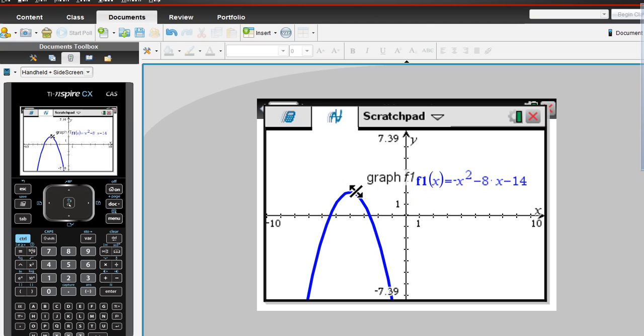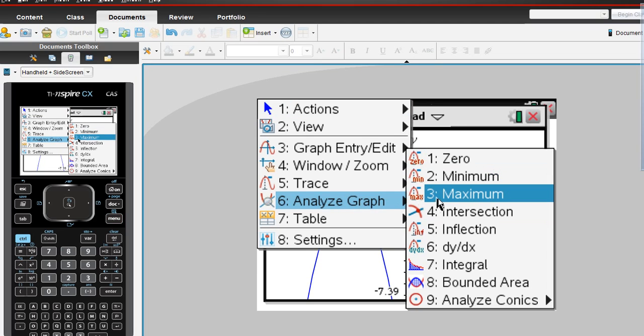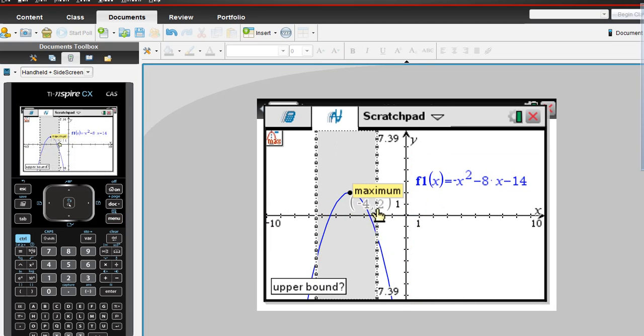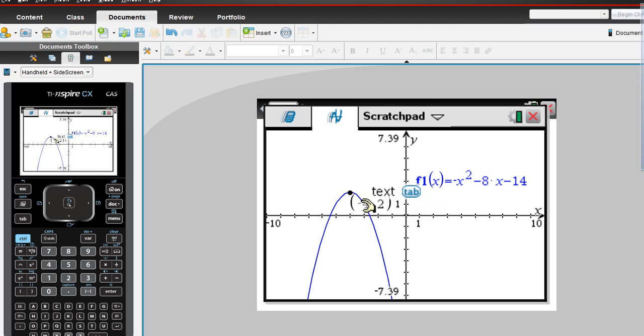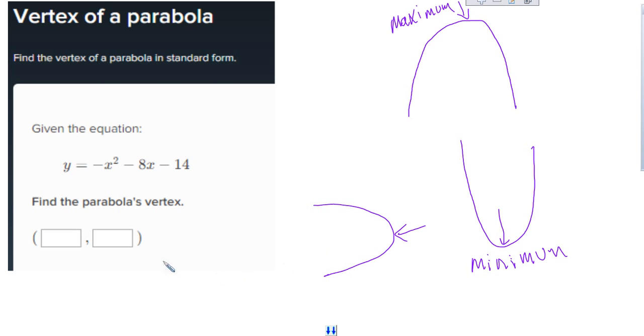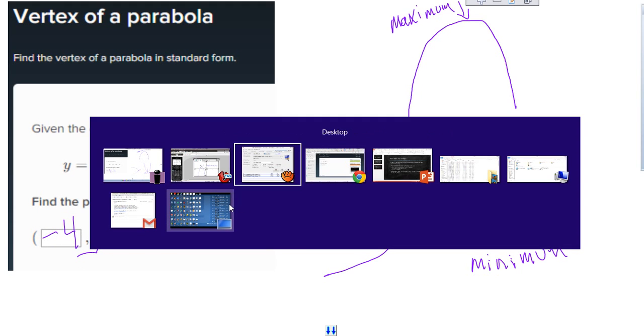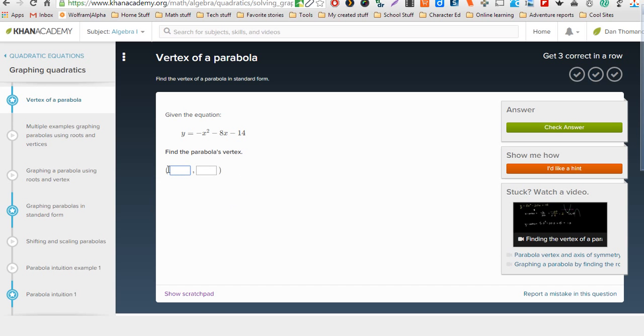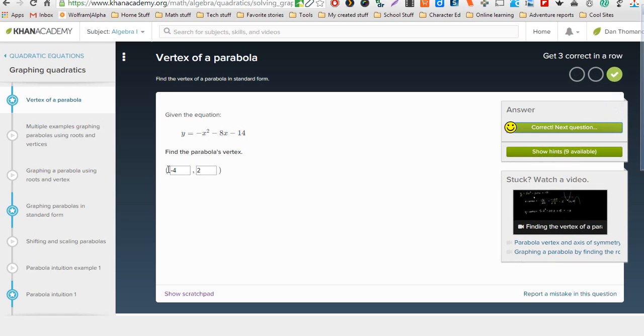All right, so we want to know the vertex. Well, that would be what we call the maximum here. So I go menu, analyze graph, maximum, and it's going to be somewhere in here. And when I look, I can see that it's given as negative 4, 2. So that's my answer. Let's put that in here to Khan Academy. Negative 4, 2. Put my answer in.